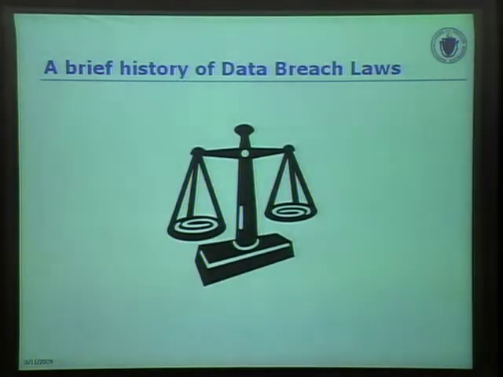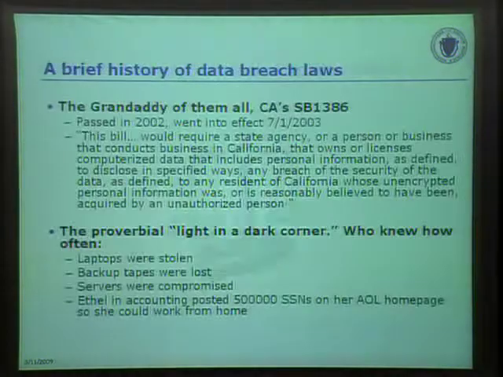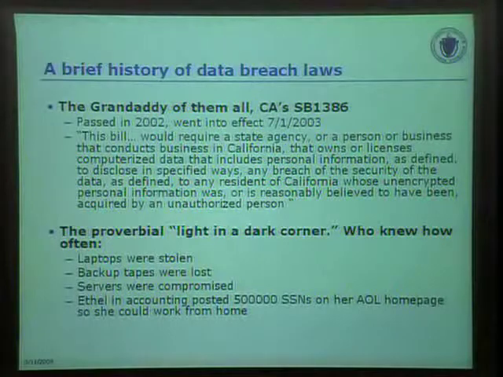We're going to start off with a brief history of data breach laws. I think we all know the granddaddy of them all was California's Senate Bill 1386. It was passed in 2002 and went into effect July 1st, 2003. The text from the bill, and now the law, says: this bill would require a state agency or a person or a business that conducts business within California that owns or licenses computerized data that includes personal information, as defined, to disclose in specified ways any breach of security of the data, as defined, to any resident of California whose unencrypted personal information was, or is reasonably believed to have been, acquired by an unauthorized person. I love lawyers.